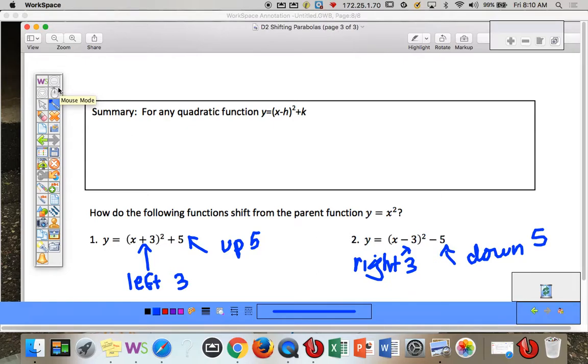So you're going to practice this looking at quadratics and linear functions today, and then tomorrow we're going to move on to a new function.